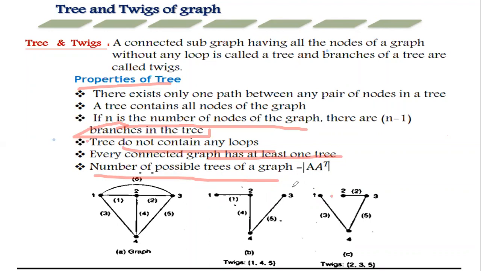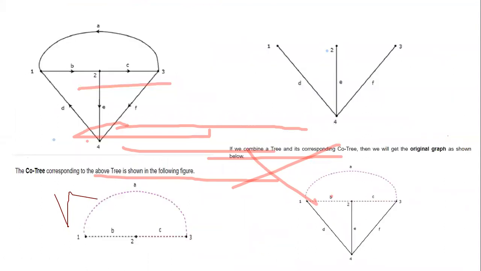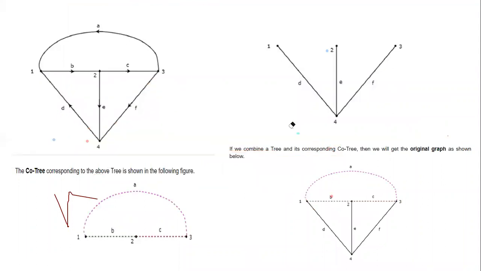अभी A क्या है? चलो इसको छोड़ो, A नहीं पता तो इसको छोड़ो, ठीक है. आगे बढ़ो. कोट्री. कोट्री क्या होता है? कोट्री इज complement of tree.